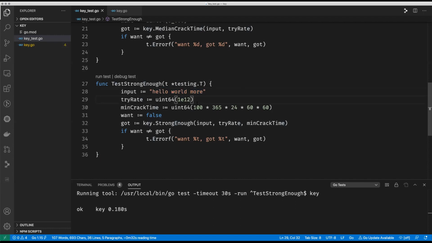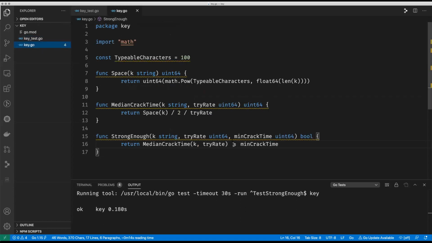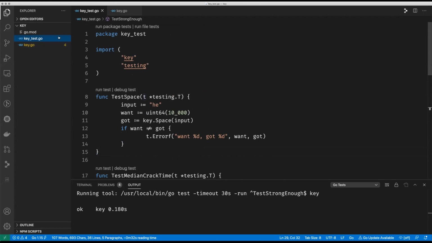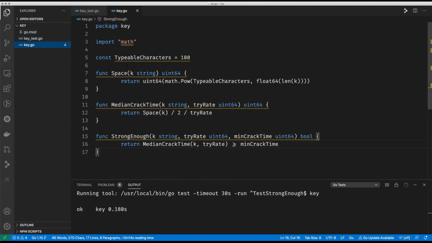So clearly, the problem with this strong enough function is that we need to put in the try rate, and we don't necessarily know. And one thing that we wouldn't like is to just define a constant for try rate based on what I read online about GPUs, because in 10 years time that try rate is going to be a lot higher, isn't it? Yep. So let's think about that for next time.